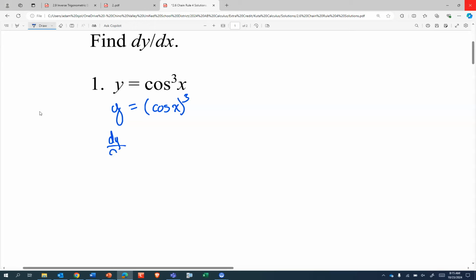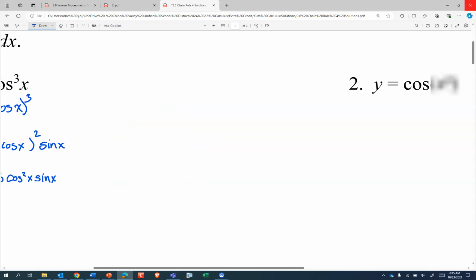So dy dx, the derivative of something cubed, is 3 times that same something squared. That something is cosine of x, which has a rate of change of negative sine of x. So instead of writing negative sine at the end, I'll just put the negative at the beginning. So ideally, we could jump over those two intermediate lines and just get to negative 3 cosine squared x sine of x. If you're not there, don't worry, but I just wanted to make sure you know cosine cubed.